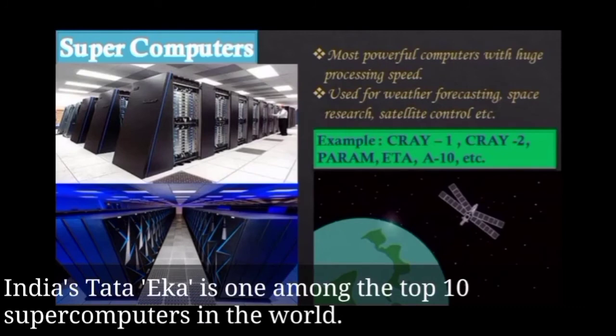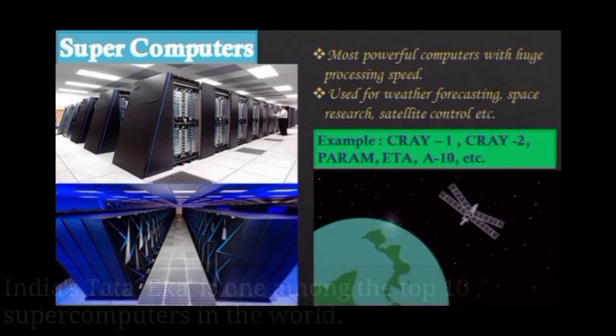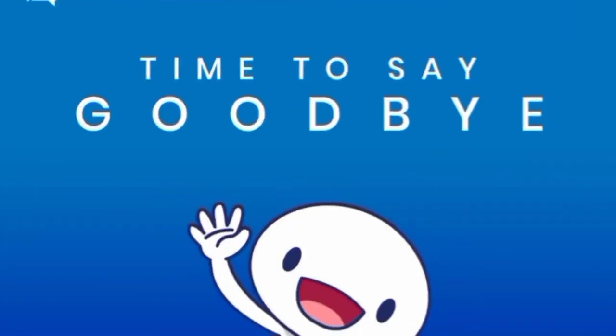Next is supercomputers. Most powerful computers with huge processing speed. It is used for weather forecasting, space research, satellite control, etc. And India's Tata ICA is one among the top 10 supercomputers in the world. Its examples are Cray 1, Cray 2, Param, ETA, etc.